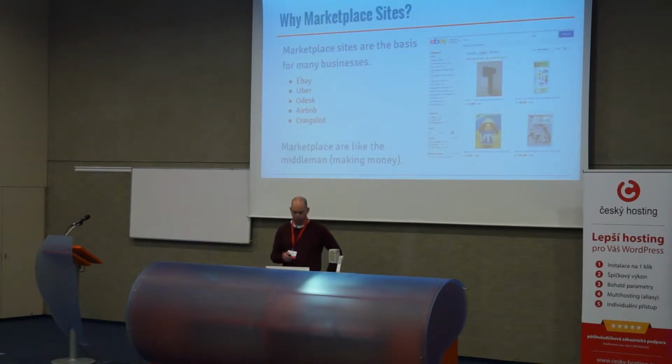Probably most of you know about eBay. That's a marketplace site. Uber, that's a multi-billion-dollar company. Their marketplace, their product is transport, right? We have people who want to drive you, other people who want to get there. Uber is the marketplace. Odesk, it's a marketplace for work. Airbnb, it's a marketplace for accommodation. And Craigslist, basically, a marketplace for everything.